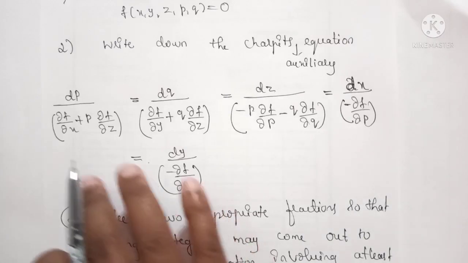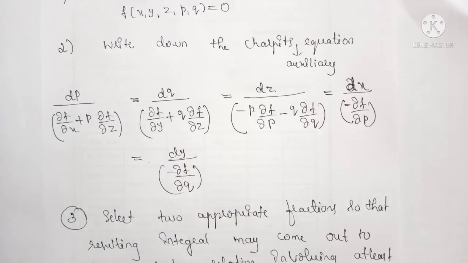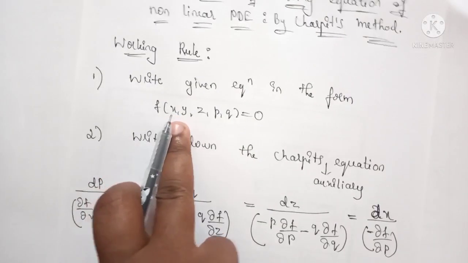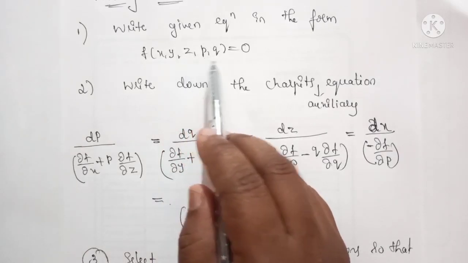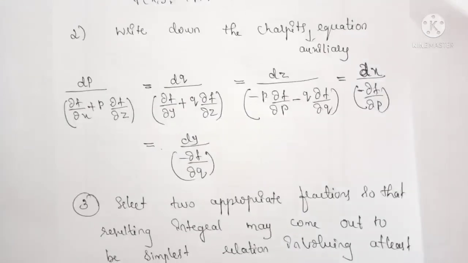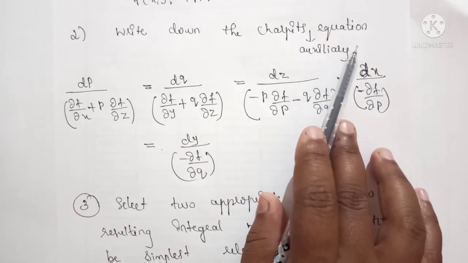You can observe that in the denominators we have dou f by dou y, dou f by dou x, and all the partial derivatives of f with respect to x, y, z, p and q. That means after the first step we have to find all the partial derivatives of f with respect to x, y, z, p and q. So we have to find 5 partial derivatives, then substitute in this Charpit's auxiliary equation.